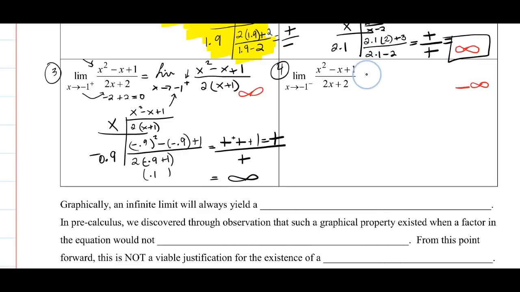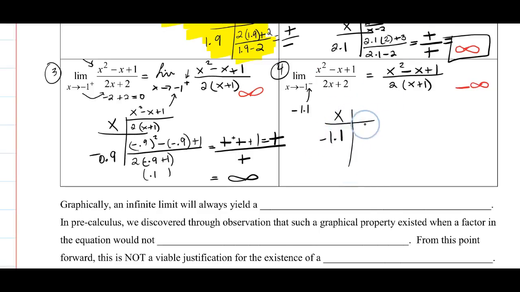Number 4 is the same function. I still cannot factor the numerator, and so I can't cancel anything. I can factor the denominator just to make it a little bit easier to evaluate. This one asks, as x approaches negative 1 from the left, from just the lesser than, that's going to be negative 1.1. So we can set up our table. X is negative 1.1, and y is x squared minus x plus 1 over 2 times x plus 1.